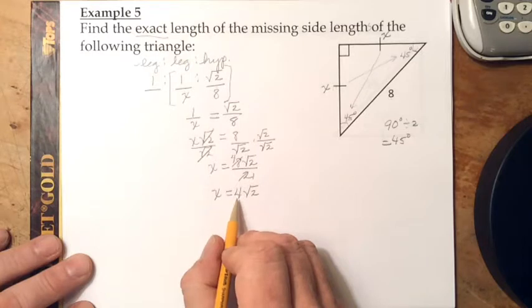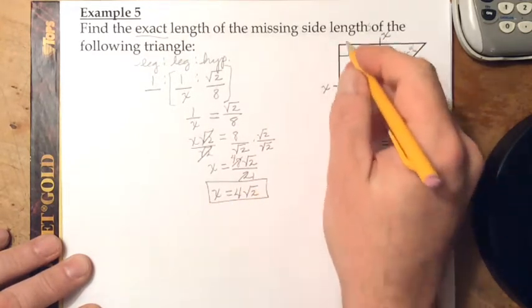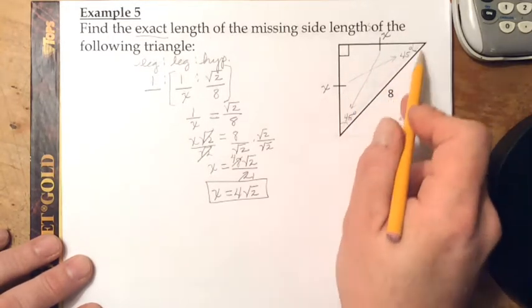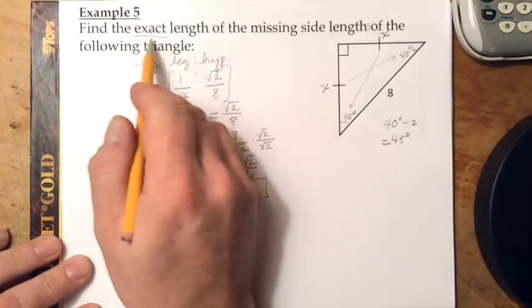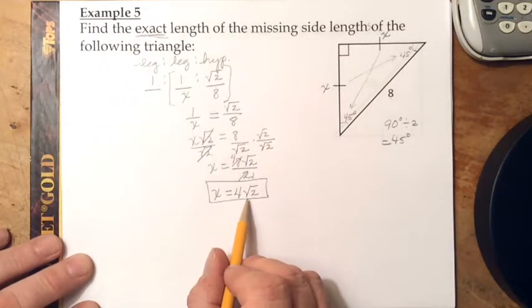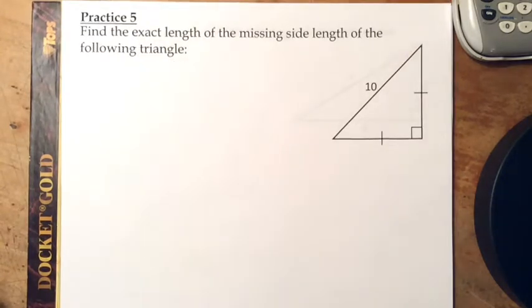simply 4 root 2. So x, the length of these two legs, both are 4 times the square root of 2 units long, if this is 8. They wanted the exact length, so we do not approximate this, unless you just want to check it. Practice 5 is very similar to example 5. Try practice 5, pause the video, and then turn it back on when you're ready.